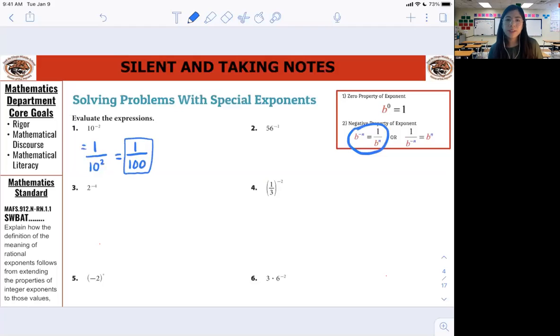Number 2, 56 to the power of negative 1. It's a negative exponent, so I know it's going to turn into a fraction. That's going to be 1 over 56 to the power of positive 1. And 56 to the power of positive 1 is just 56. That's my answer. Pausing there, questions so far?